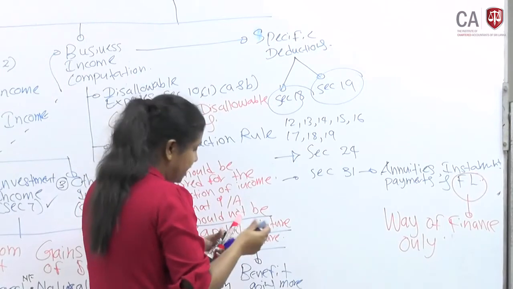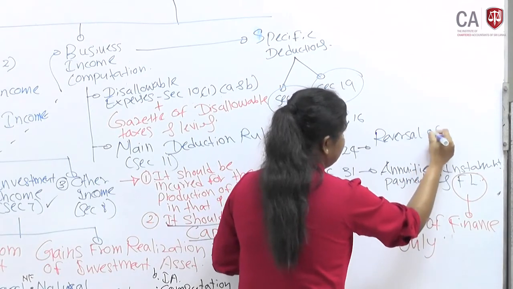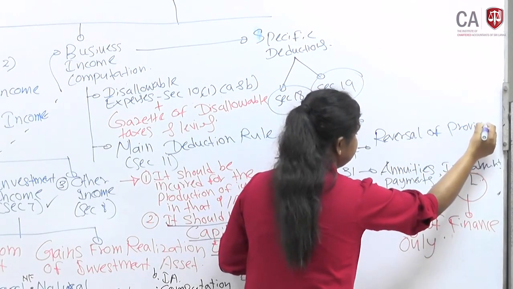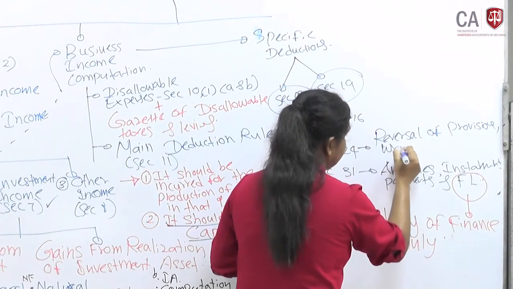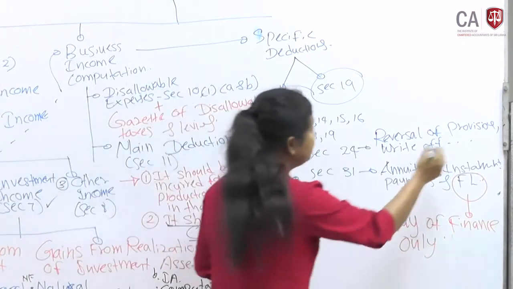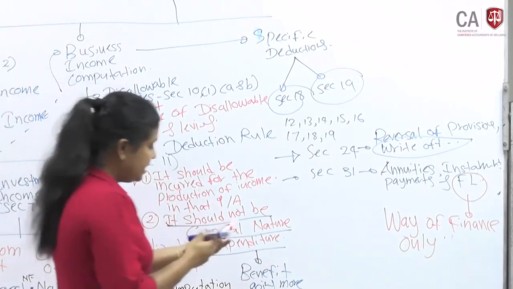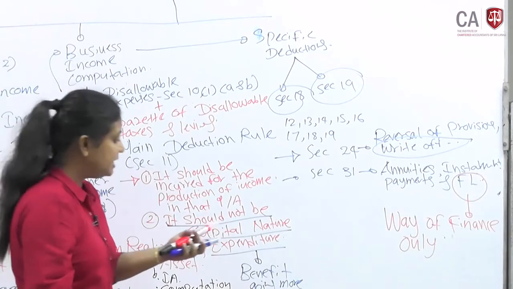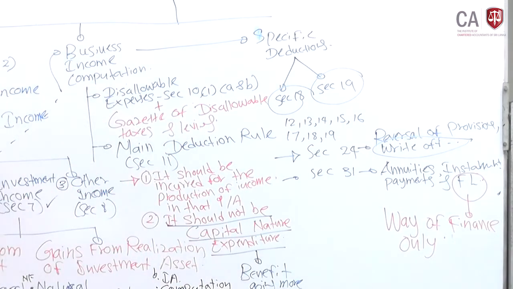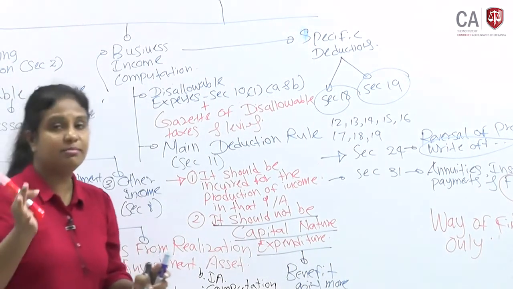And section 24, reversal of provisions, the write-off, these things are talked about. And here, any write-off of bad debts should be an allowable deduction. Now these things are done. Then investment income, you need to compute. This is the first part. You have to take allowable and disallowable expenses. Then you need to compute business income. Then you need to deduct business loss.